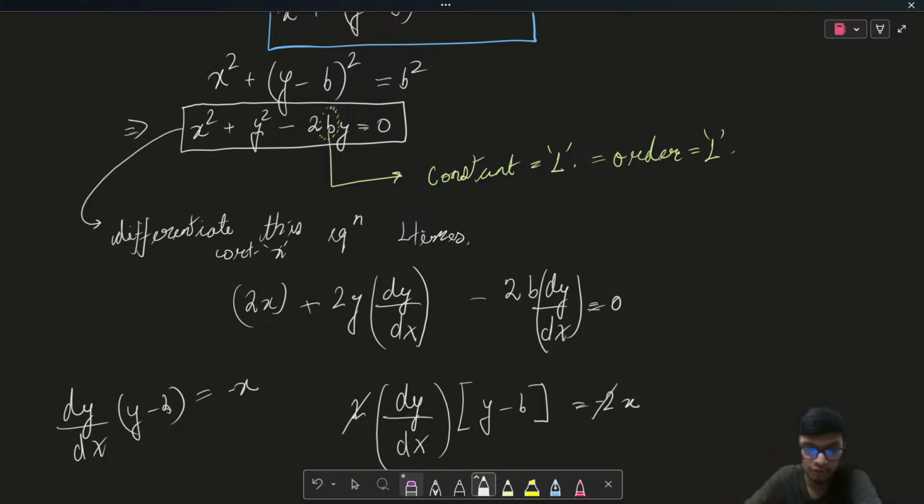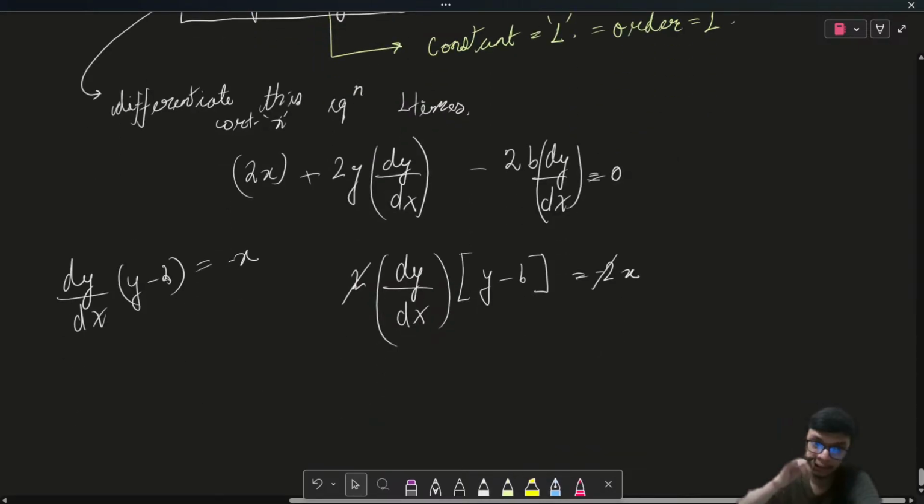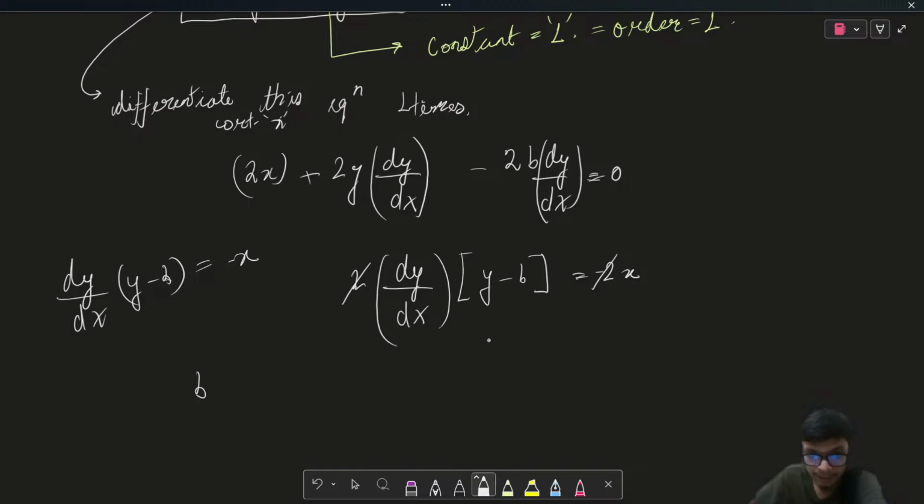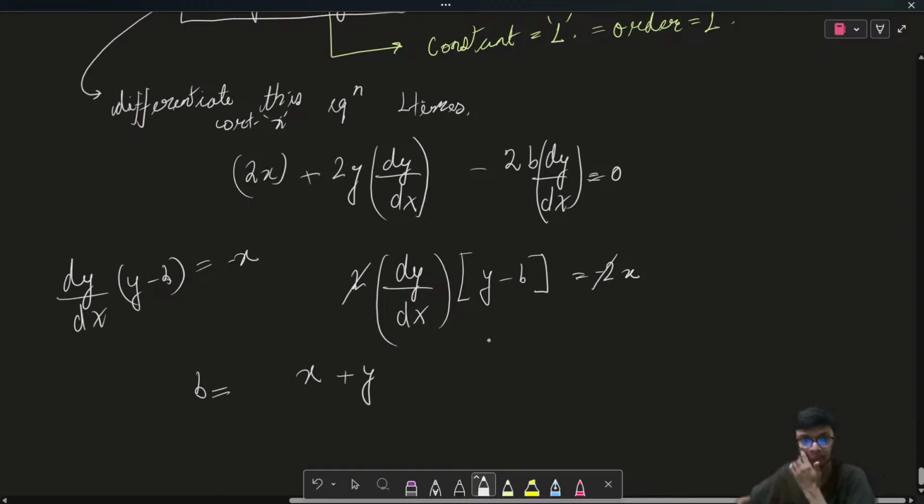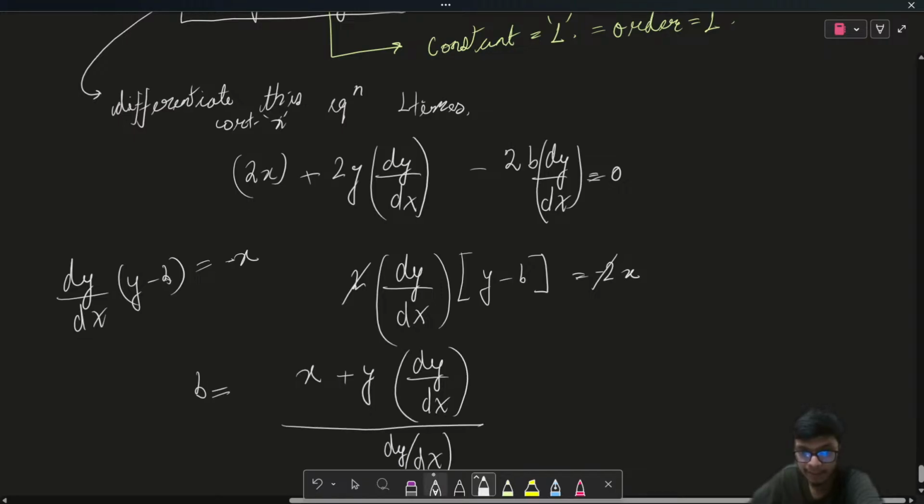Now our arbitrary constant is b, so if I try to represent b, please check the algebra: b will be equal to x plus y dy by dx, whole divided by dy by dx, because I am replacing y minus b with b minus y. So that is going to be the value of the arbitrary constant, right?